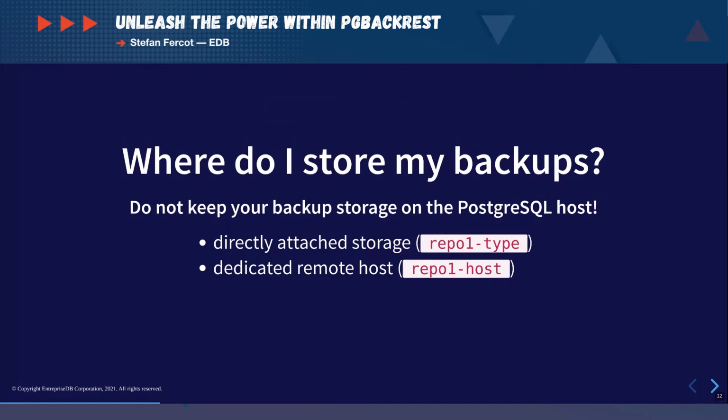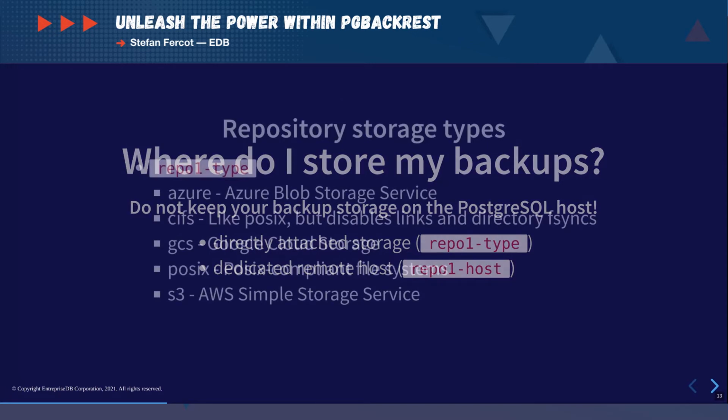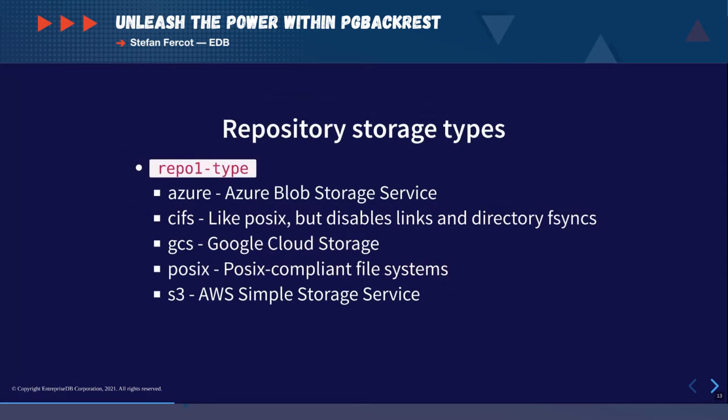We have two ways of communication with pgBackRest. We could push directly our backups to any repository type that is directly attached to our Postgres host, or use a dedicated backup server. What kind of storage do we support? We support multiple types of storage like cloud, Azure, Google Cloud, or S3, or even a network storage inside your infrastructure like CIFS or NFS mount points. So it's various storage types.